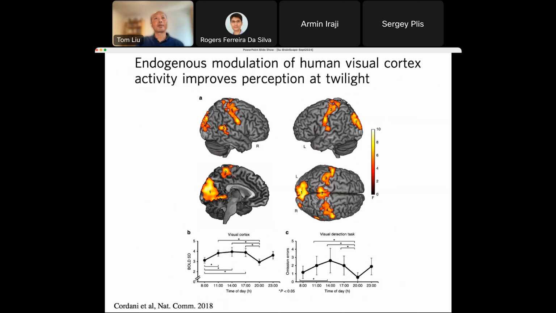This interesting paper shows visual detection as a function of time of day. Your ability to detect things is much better early in the day and also later, near sunset and near dawn, when you basically have to be able to detect things when the light is not so good. And you can see they're finding the mean global signal is lower at those points in the day.